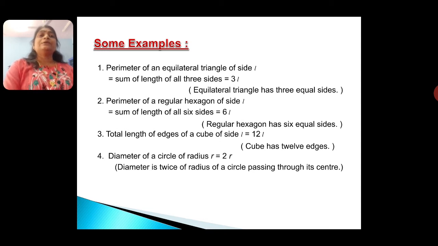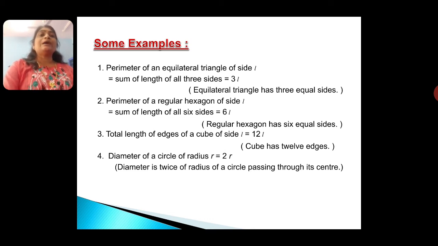Third, the total length of edges of a cube of side L. Students, we know that a cube has all sides equal, and in a cube there are a total of 12 edges. Therefore, the total length of edges of the cube equals 12 into L.